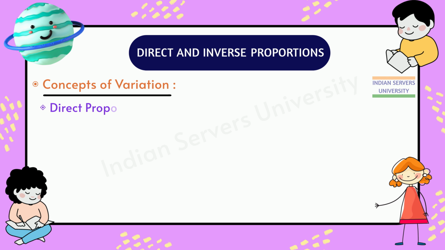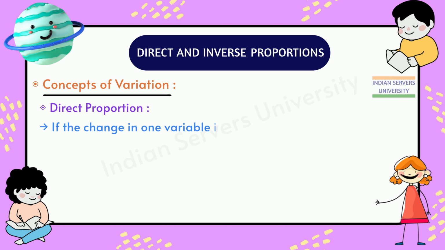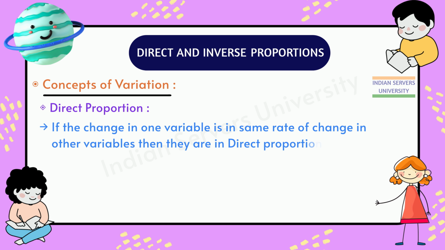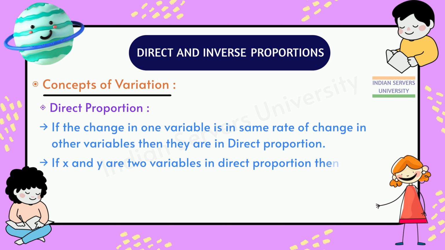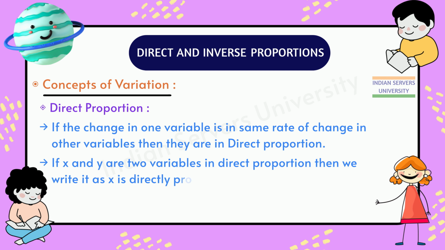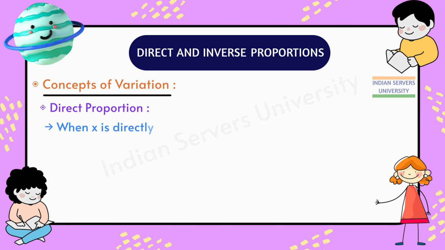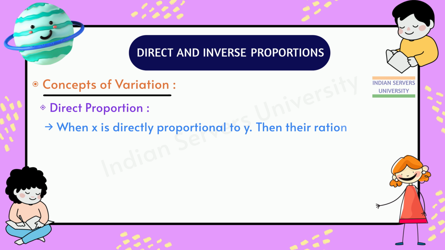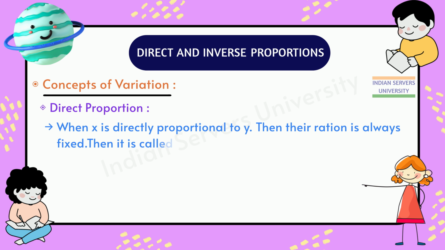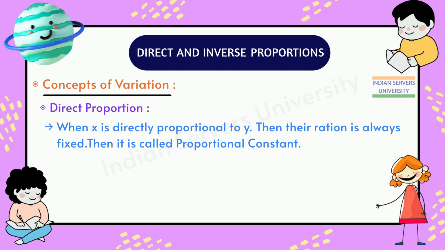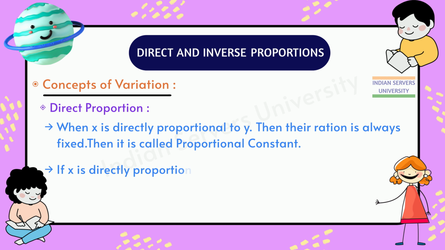So let us see what direct proportion is. If the change in one variable is in the same rate of change in another variable, then they are in direct proportion. If x, y are two variables in direct proportion, then we write it as x is directly proportional to y. So this is the symbol for proportionality. When x is directly proportional to y, then their ratio is always fixed. Then it is called proportional constant. That is, if x is directly proportional to y, then x by y equals k.